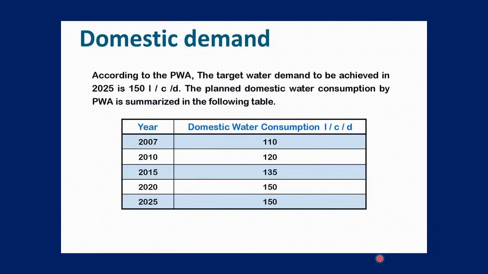This chart gives us an idea as to how much water is consumed by a person per day. In 2007, it was 110 liters. In 2010, it was 120. In 2015, it is 135. In 2020, 150 liters. And in 2025, it is 150 liters. So that's a drastic increase per house consumption.